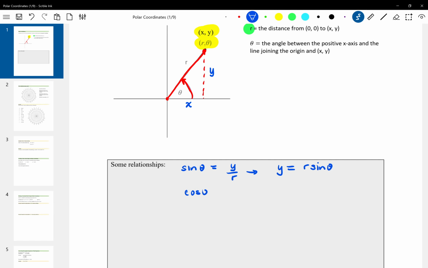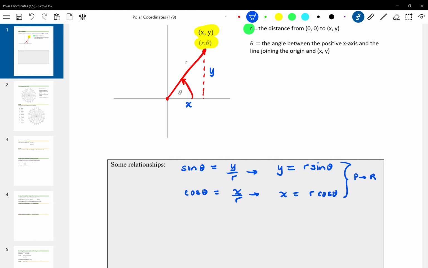Following the same idea, we get x equals r cosine theta, and just realize something. If I know the polar coordinates for a point, I can easily locate its x and y coordinates. So these are going to be used when we know the polar point and we want to go back to rectangular, so I'm going to say P to R.